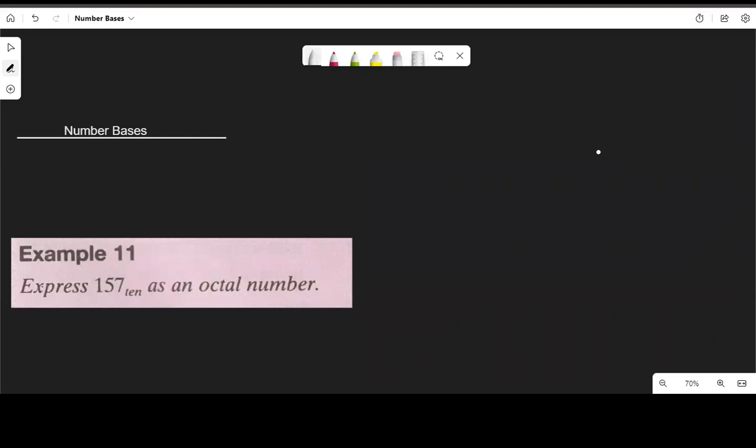In this lesson, we'll be looking at number bases. This is a continuation of the WAEC revision series. In our previous lesson, we looked at fractions, approximation, and ratio and percentages, all of that. So in this lesson, which is the second lesson in the revision series, we'll be looking at number bases.